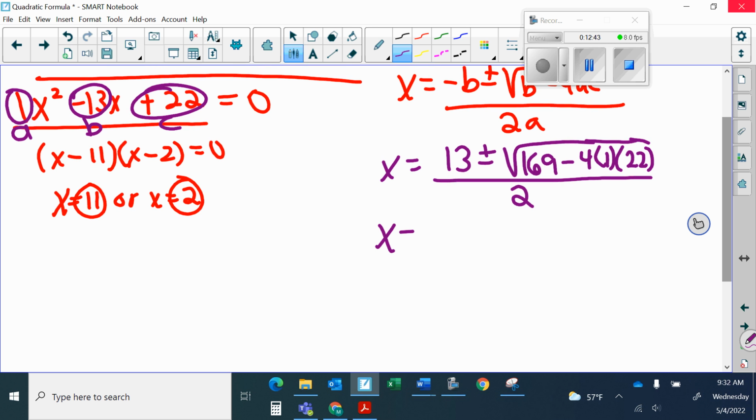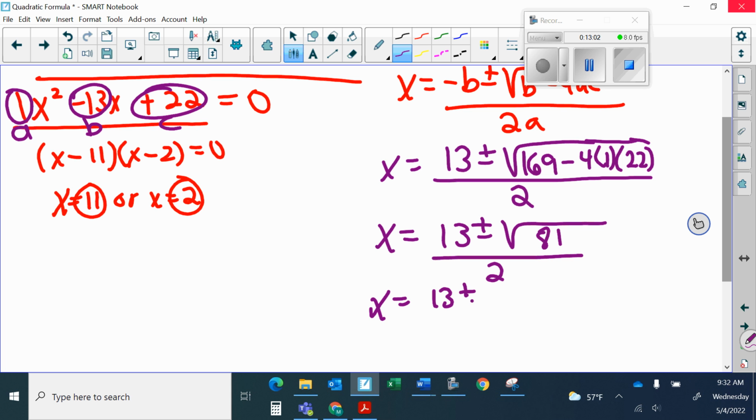Okay, so now I have x equals 13 plus or minus the square root of 169 minus 88, which is 81, all over 2. And of course, everybody should know that the square root of 81 is 9.